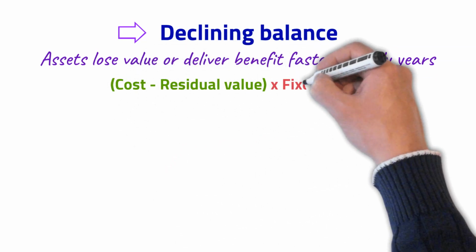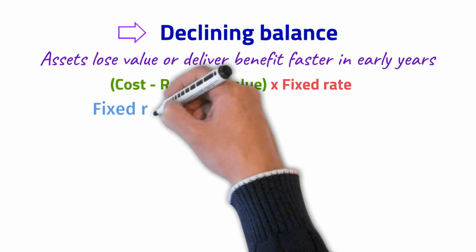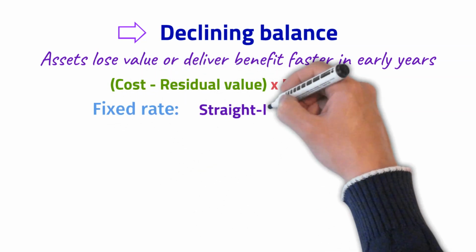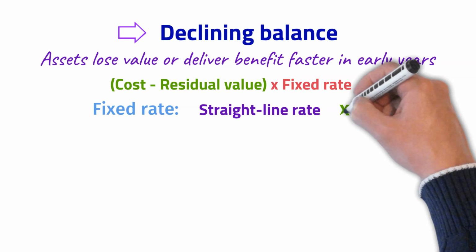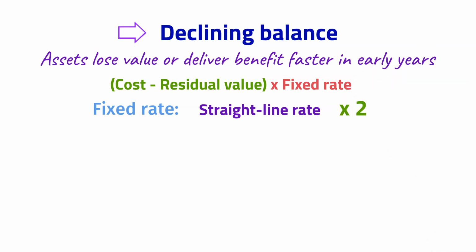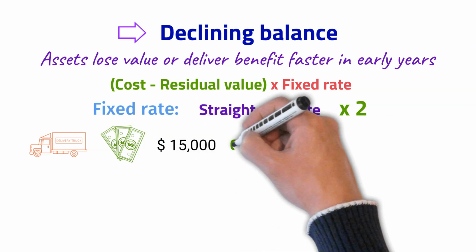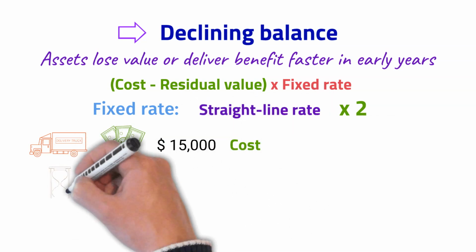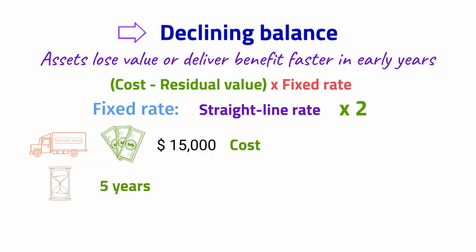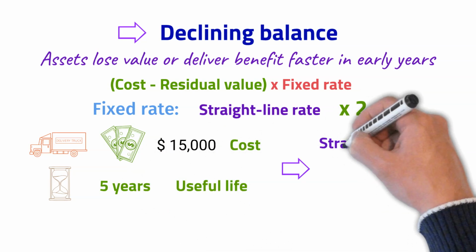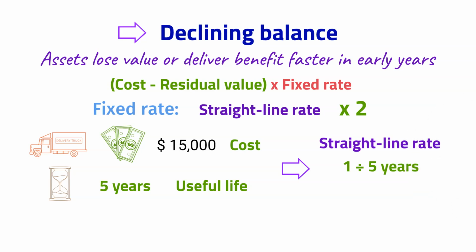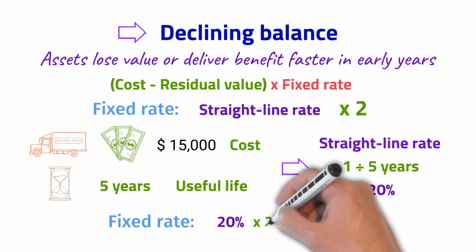We apply a fixed rate to the book value each year, and a common choice is double declining balance. That means the rate is double the straight line rate. And then you usually switch to straight line depreciation near the end of the life of the asset to fully reach residual value. Let's have a look at our truck as an example. We have a cost of $15,000 and a useful life of 5 years. Straight line depreciation rate then would be 1 divided by 5 years equals 20%. Let's make it double. Double declining rate equals 40%.